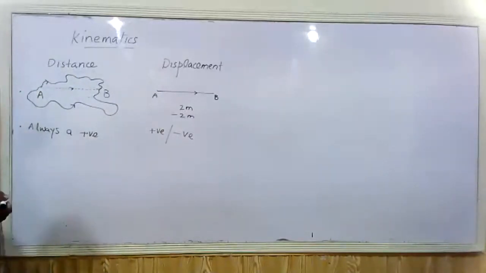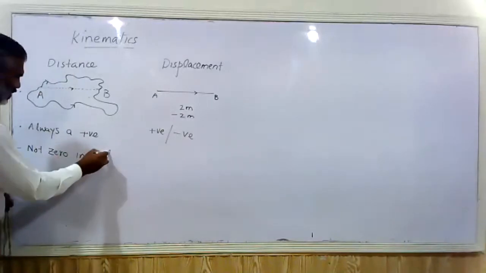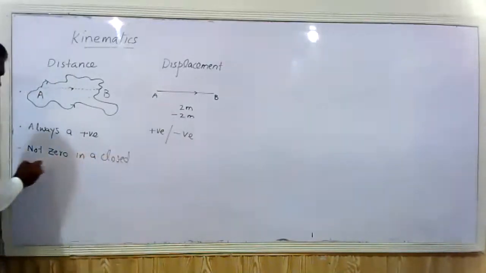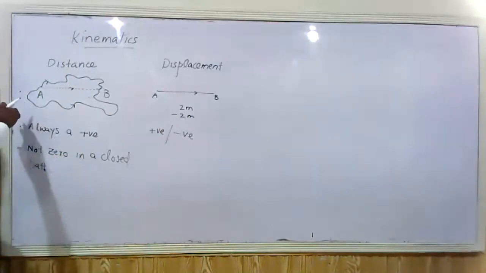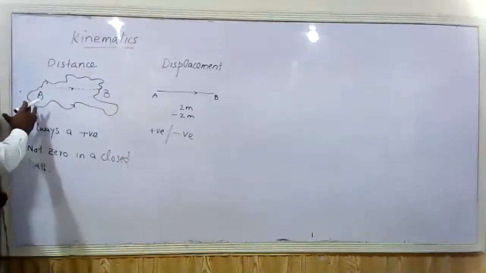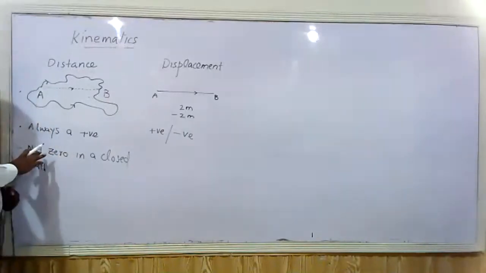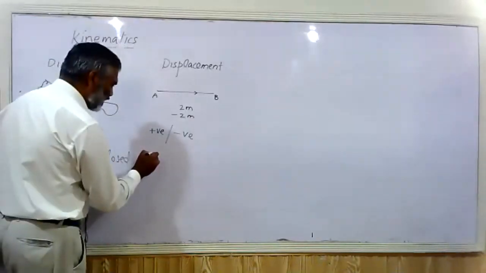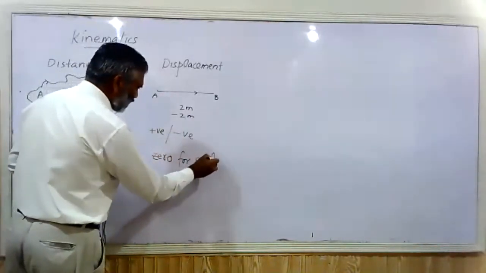So for this reason, distance is not zero in a closed path. So if you have started from point A and you have moved any length, but you have come back to the same initial position, you have moved in a closed path, distance is not zero, but displacement is zero. Zero for a closed path.